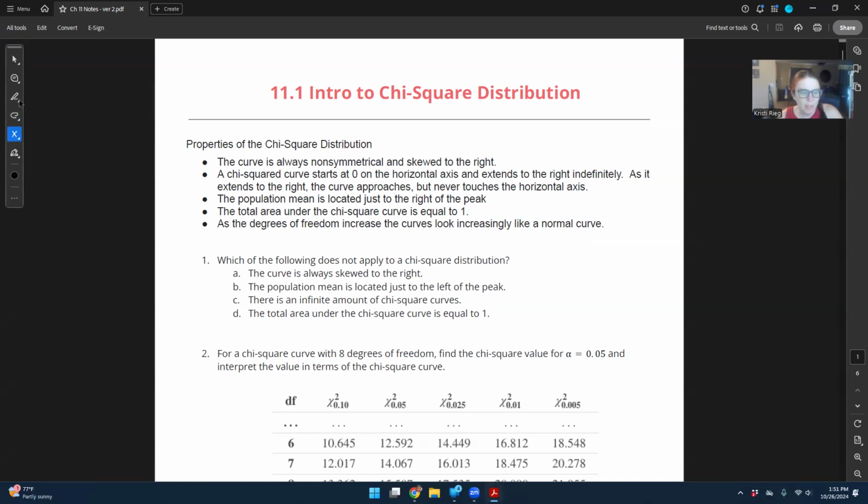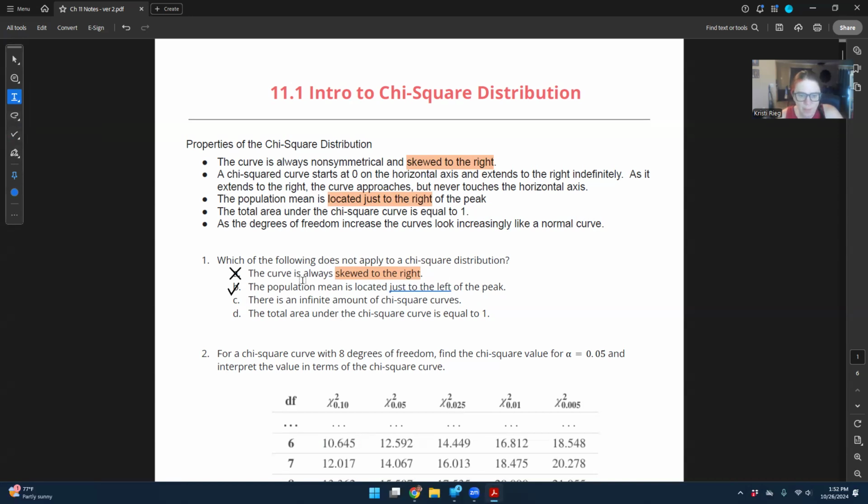It says that up here at the top, skewed to the right. So this is true, but that means it's not the answer, because the question is which one does not apply. The population mean is located just to the left. Well, up here it says the population mean is located just to the right. So that would make this a right answer in that it's wrong. You see what I'm saying? It does not apply. So this is untrue right here with the whole just to the left business. So that's why it's the right answer.